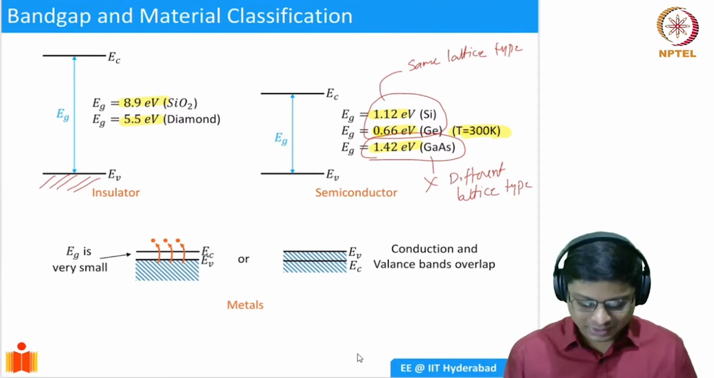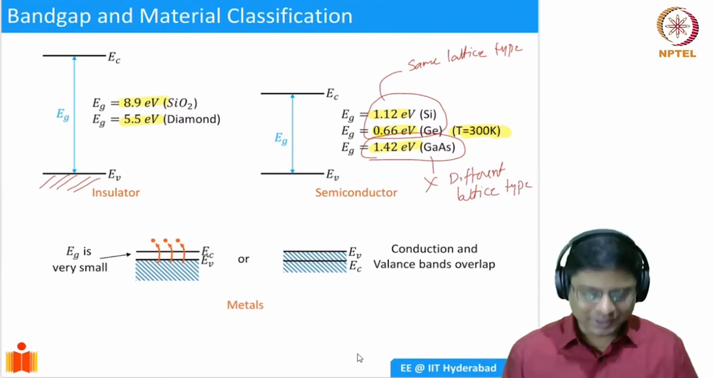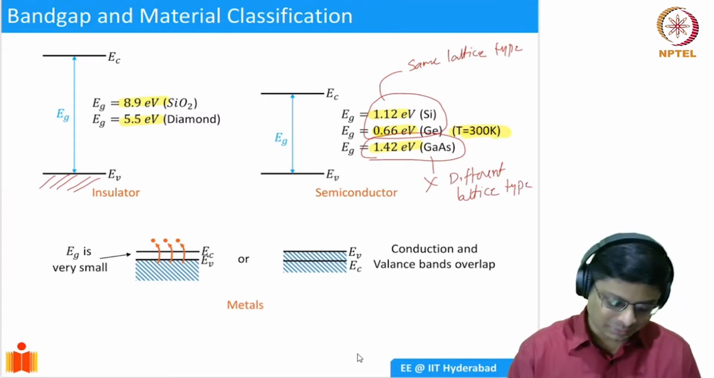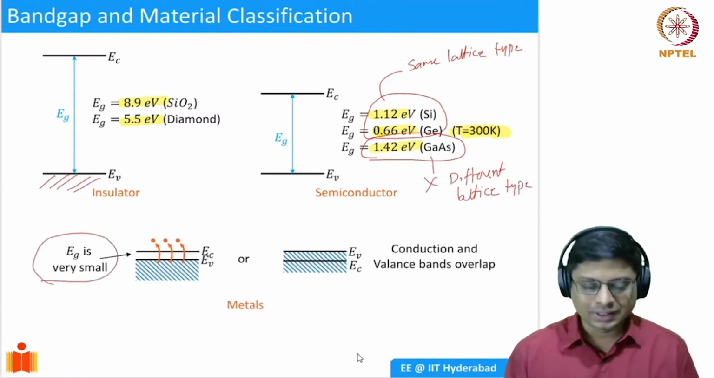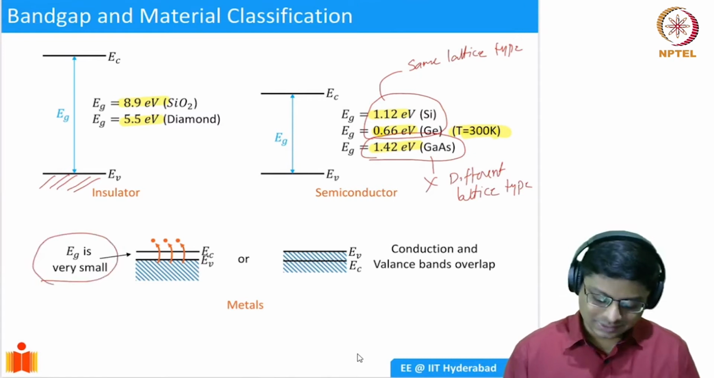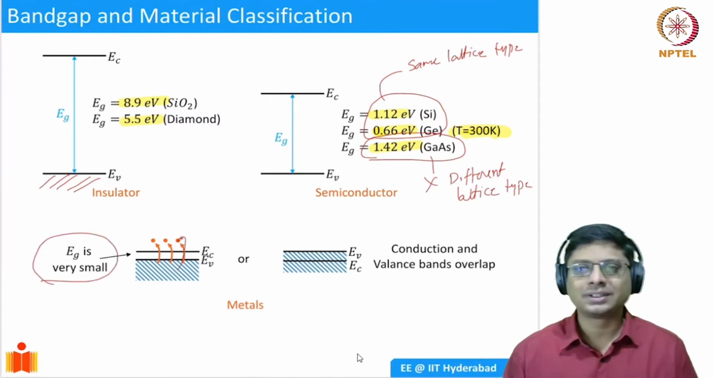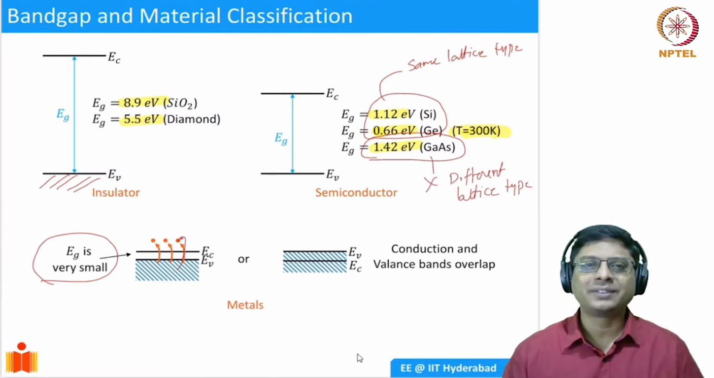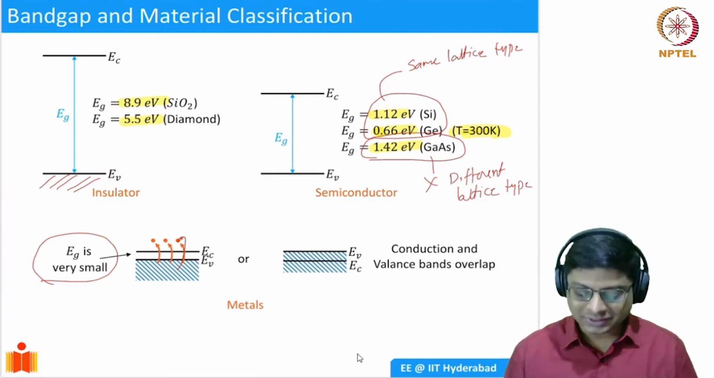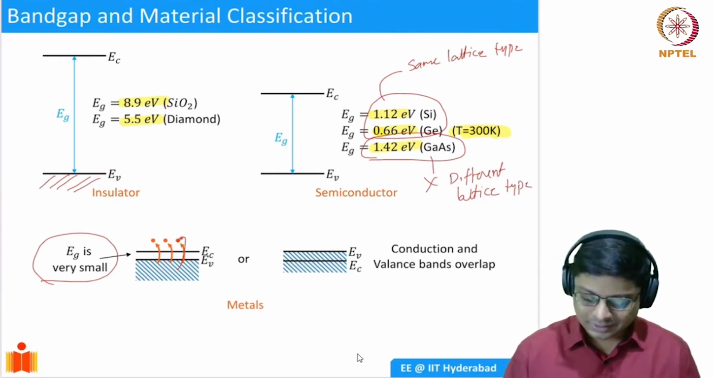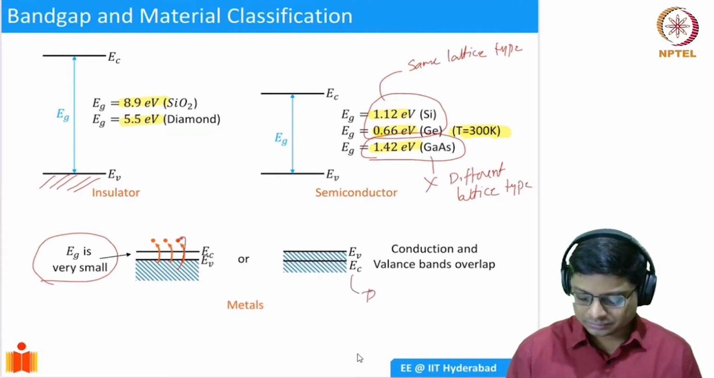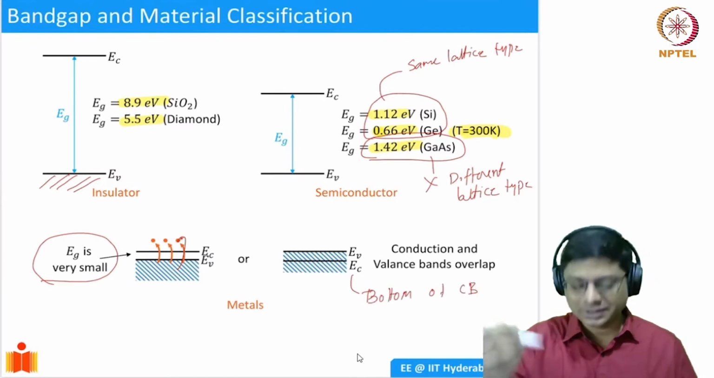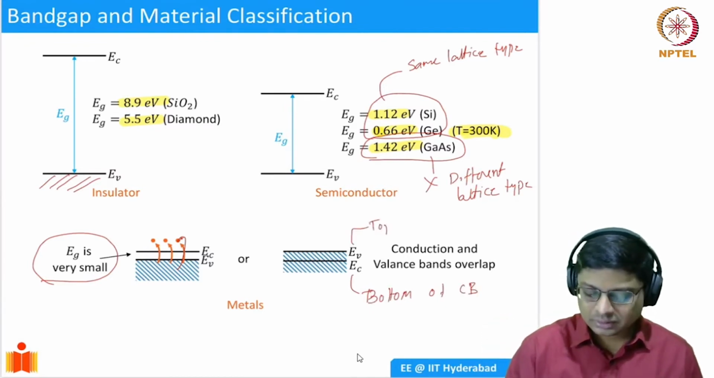The last class of materials are basically metals. So what happens in metals? It turns out that the band gap is very small. If the band gap is very small, electrons can easily jump into the conduction band, and if they do that, they're available for conduction. That is why the conductivity of metals is large. This is one scenario. Some metals might have an even more extreme case, wherein the bottom of the conduction band, CB, is actually below the top of the valence band, VB.